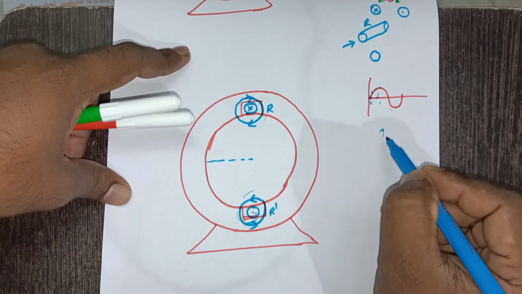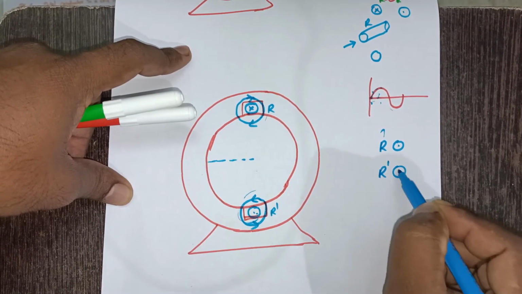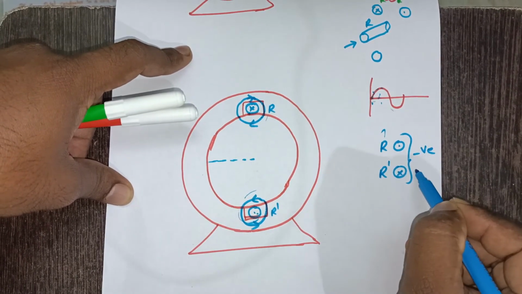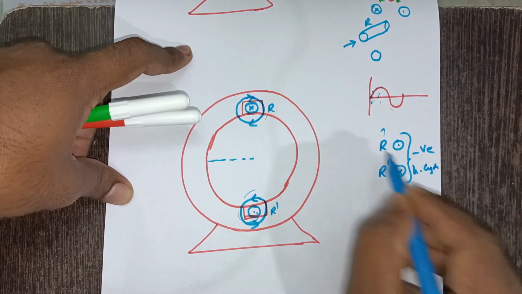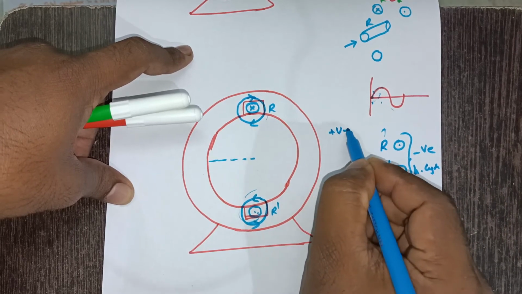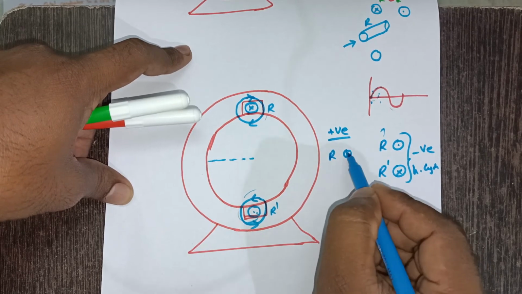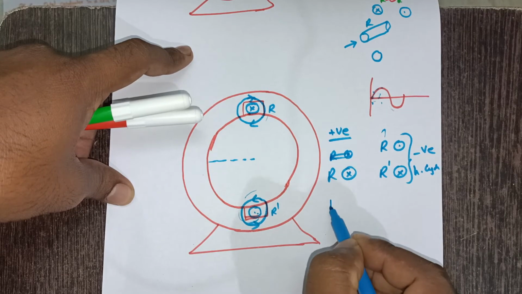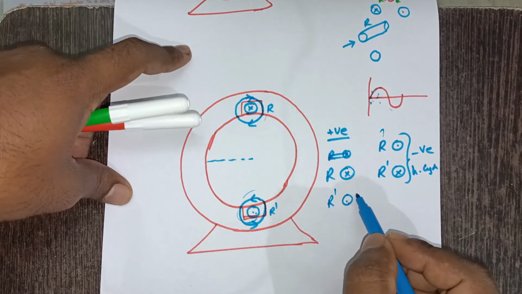Now the R conductor can be shown with dot notation and the R dash conductor can be shown with cross notation. This is for the negative half cycle. And previously how have we taken it for the positive half cycle? For the positive half cycle we have taken a cross mark for the R conductor, and the R dash conductor shown with a dot mark like this. This notation we have followed.